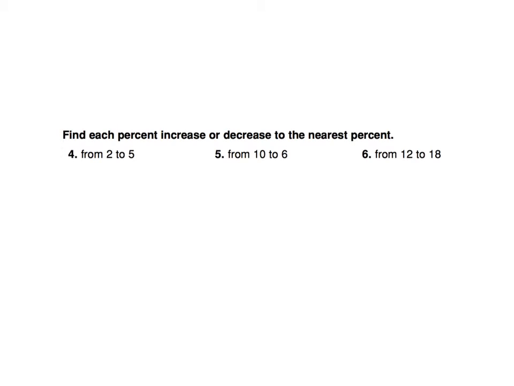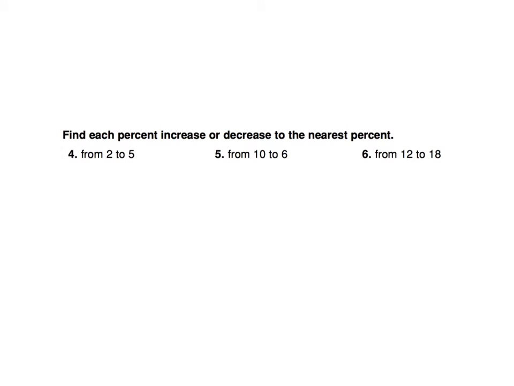So if we look at from 2 to 5, what's the change there? Okay, that would be 3. It would be a change of 3 because we have 5 minus 2. And now remember, to determine percent of change, we look at the amount of change, which in this case would be 3, and we divide that by the original value. So 3 divided by 2. And that value is 1.5. And if we want to write that as a percent, remember we need to multiply by 100. So it's 150%.